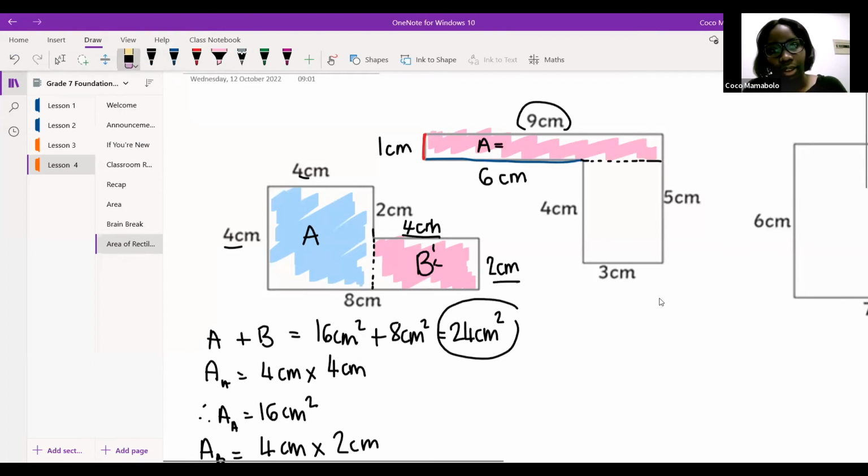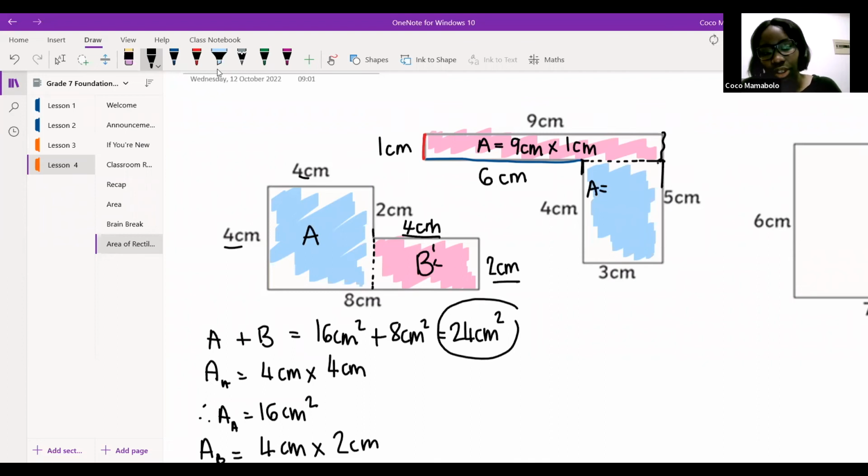What did I write? A is equal to, what's my length? Your length is 9 centimeters. Good, 9 centimeters times, what's my breadth? 1 centimeter. Good, 9 times 1 centimeter. What is the other part of my shape? What is the area of this shape over here? Area is equal to 5 times 3 centimeters. It might not be 5, because 5 will be all the way up until there, and my shape only starts here. So what's that going to be? 4 centimeters. Good, 4 centimeters times 3 centimeters. Good.